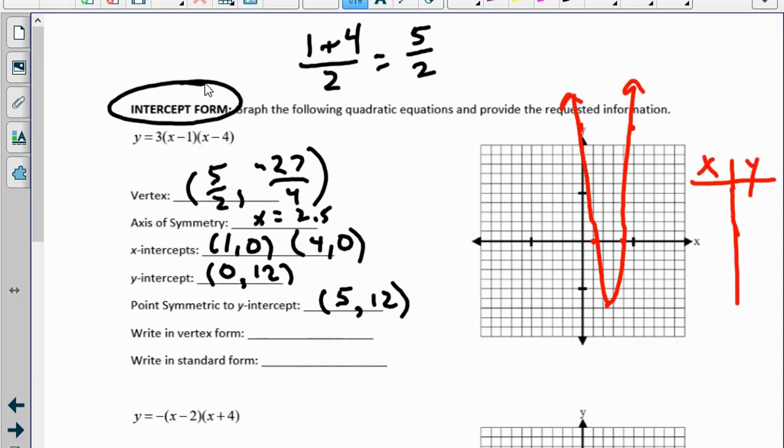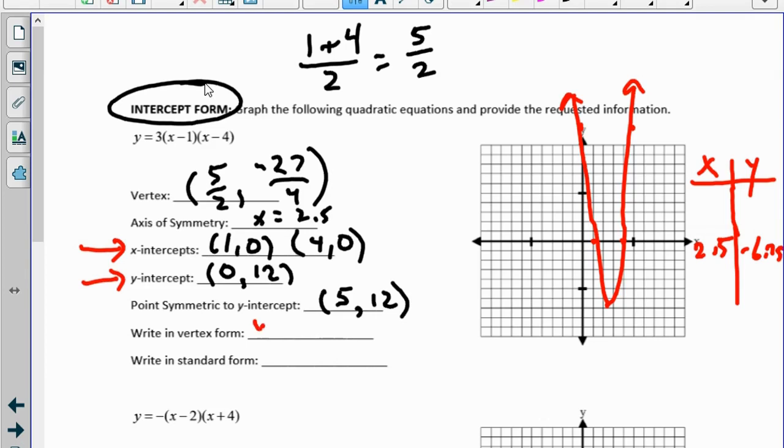Now, again, this is one where I could make a table where I have 2.5 and -6.75 and go over 1 up 3, over 2 up 3 times 4, which is 12. But that just becomes a nightmare with all those fractions. So it's better if I get other points in order to be able to graph it.